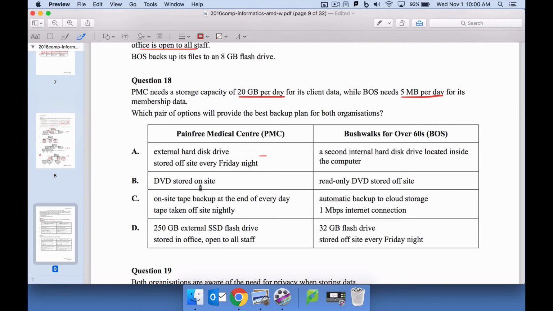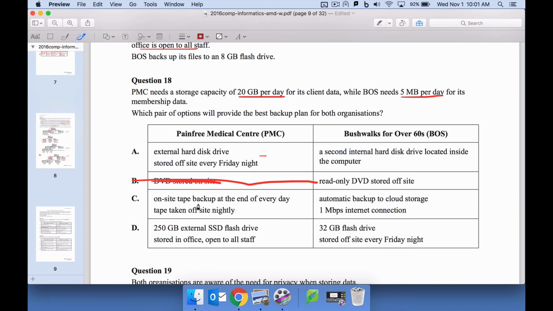DVD stored on site. No. Why? Because the DVD, how much can a DVD store? Only a regular DVD, a non-dual layer, can only store about 4.5 gig, and a dual layer can store about 8. So they want to do 20. Plus, it takes a long time usually to write DVDs to disk, so it's not very efficient. So instantly, we probably can scrap off this whole B, even without reading this side of the BOS.